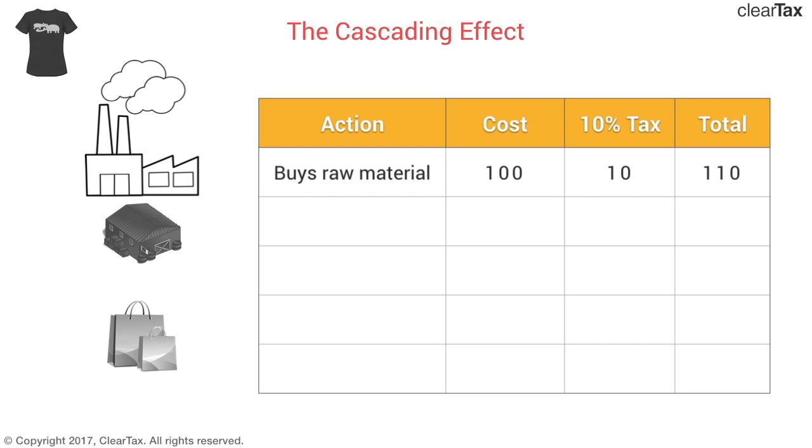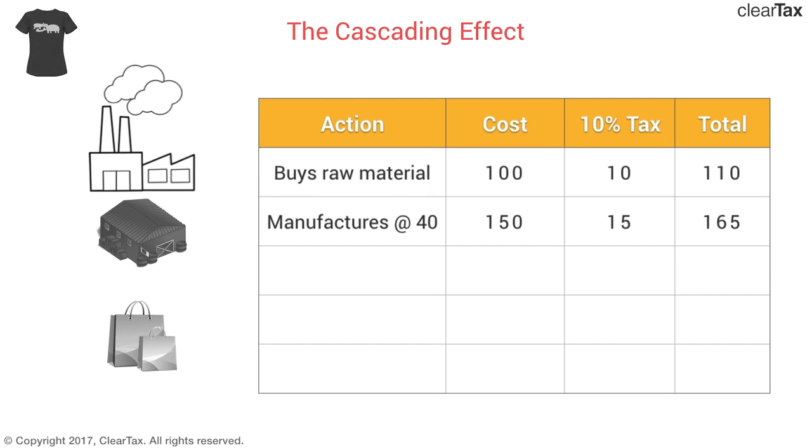This raw material moves into the next process, that of manufacturing the shirt. It is assumed that in the manufacturing process, an additional cost of 40 is incurred. So after the shirt is manufactured, the cost would be 100 plus 10 of raw material plus 40 manufacturing cost, that is 150. Adding a tax at the rate of 10% of 150, that is 15, the total cost of the shirt after manufacturing comes to 165.